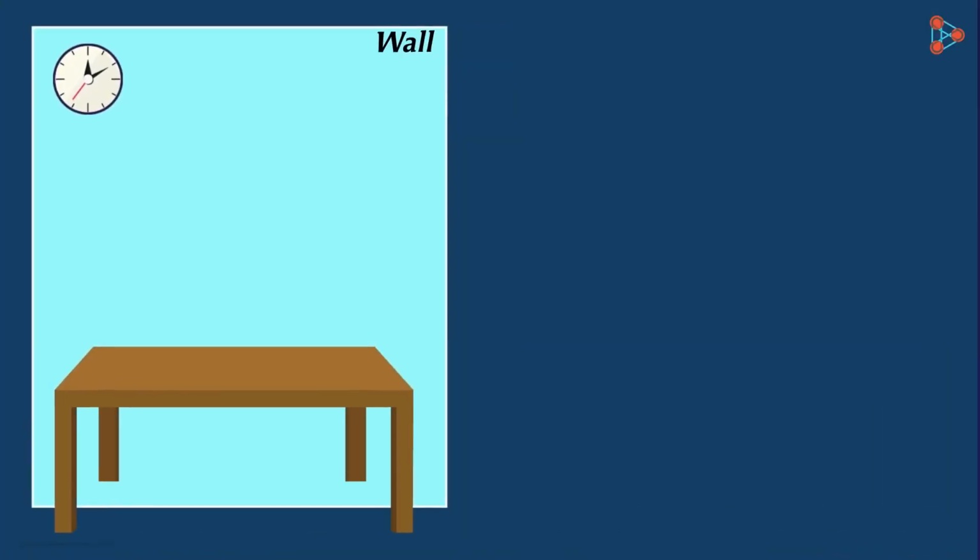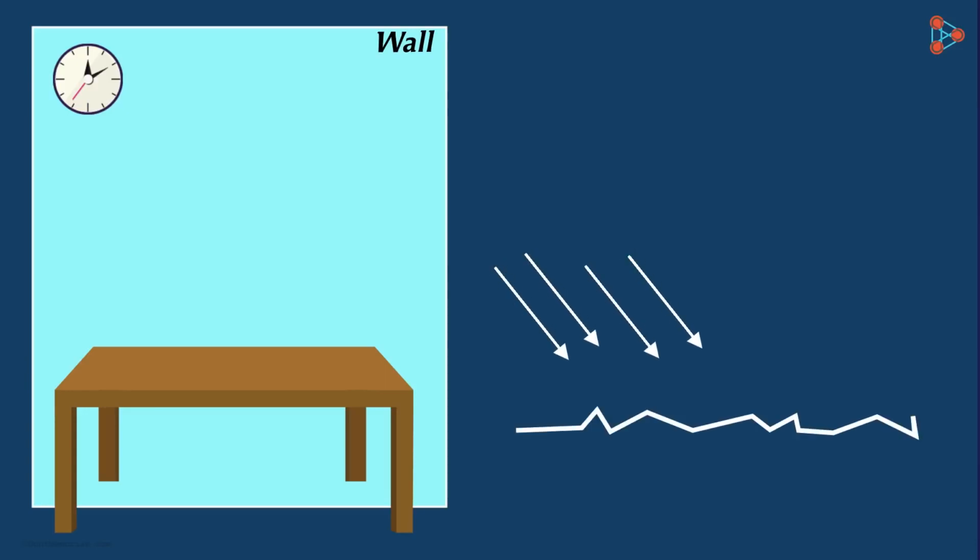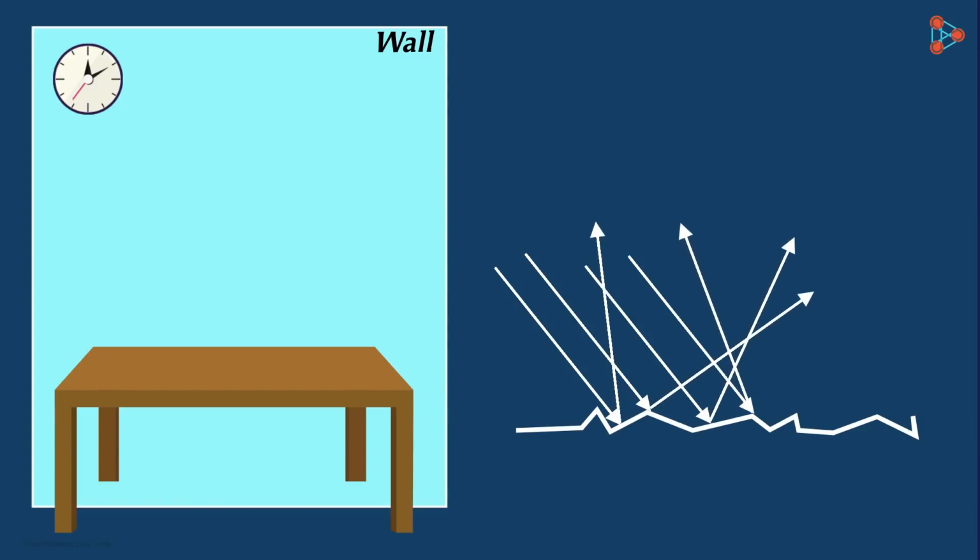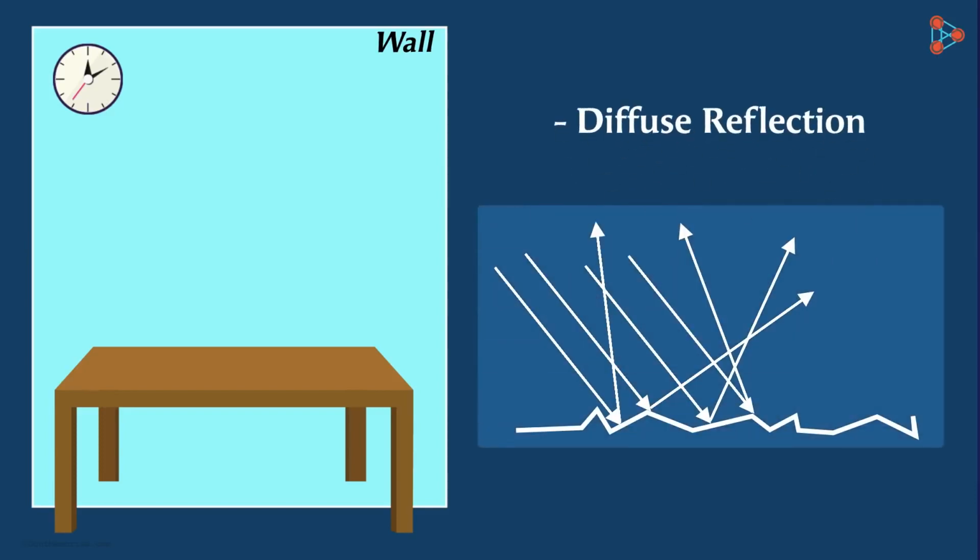Now let's talk about the rough surface. These surfaces may appear smooth with the naked eye, but they are actually rough. They have these little bumps all through them. And when parallel light falls on their surface, they get reflected in various directions. The rays are not parallel. This kind of reflection is called diffuse reflection. And because of this random reflection of light, images are not formed by the wall.